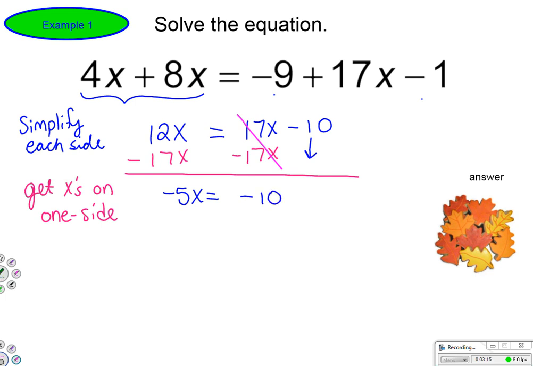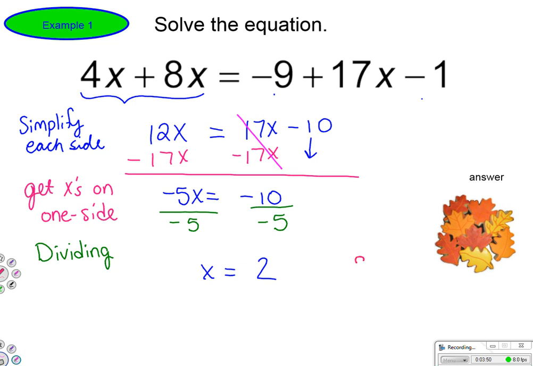Next step for me is going to be dividing so that I can get to just a single x, 1x. So when I divide, it's the x side that I'm looking at. I'm going to divide by negative 5. On this left side, I'm going to get 1x. On the right side, a negative divided by negative is positive. 10 divided by 5 is 2. So 1x equals 2, but we know we really don't have to write the 1, do we? So our answer is going to be x equals 2.